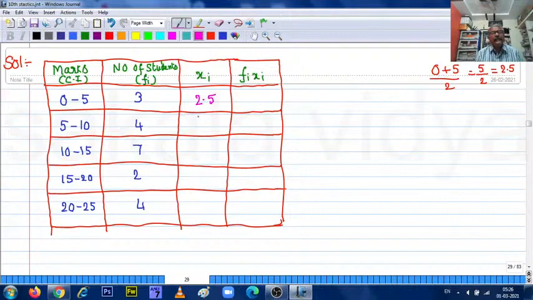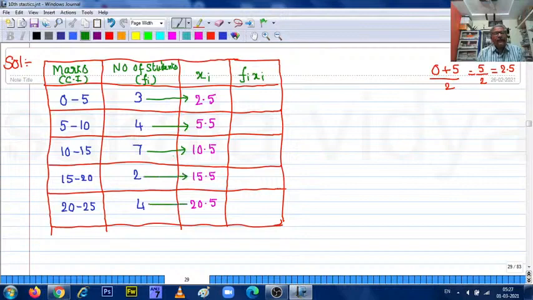So 2.5 plus 5 is 7.5, 7.5 plus 5 is 12.5, 12.5 plus 5 is 17.5, 17.5 plus 5 is 22.5. That's all. Just find the first one only, and the remaining you get easily by adding 5, 5, 5 to get all the mid values. After that we need to multiply 3 with 2.5, 4 with 7.5, 7 with 12.5, 2 with 17.5, 4 with 22.5. That means we need to find Fi Xi.